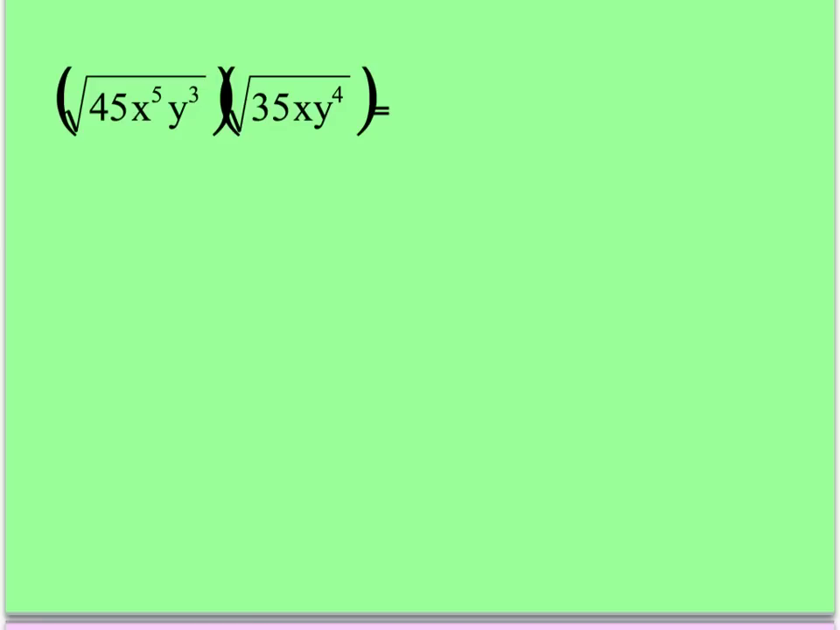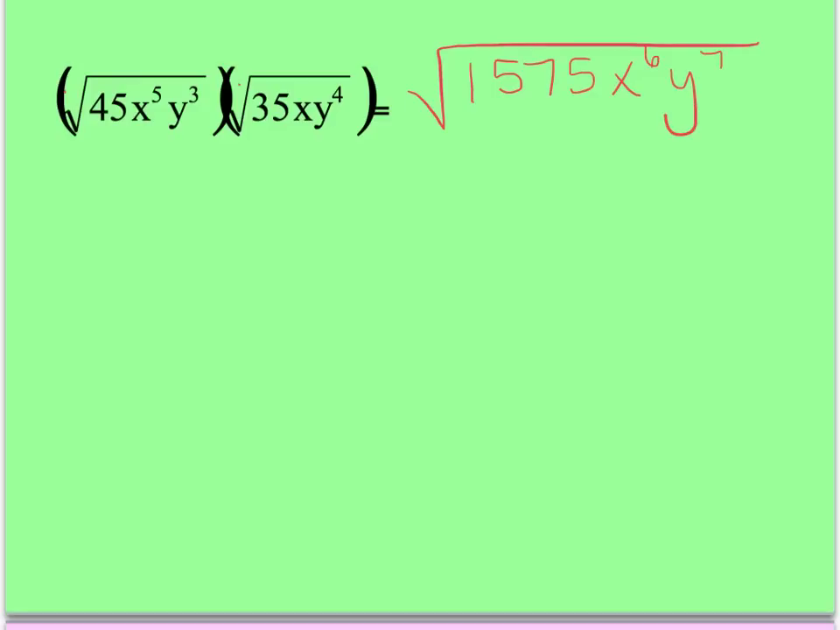Okay, so we're going to move to a pretty complicated problem here, and we're just going to start off by multiplying. And when we do, first of all, we have to check to make sure that our index is the same for both of them, and it is. It's an understood 2, so I'll go ahead and do that multiplication. It's 1,575, x to the 6th, y to the 7th.